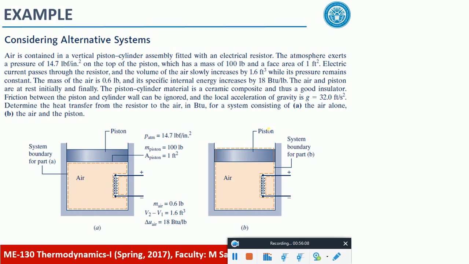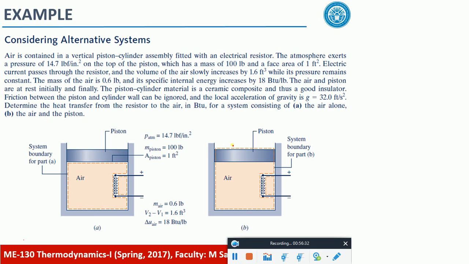Okay. So air is contained in a vertical piston cylinder assembly. Most of the time we would be dealing with those systems, piston cylinder assembly, right? Fitted with an electrical resistor inside it. You can see there is an electrical resistor inside it. Just remember that energy generation term which I was talking about earlier.